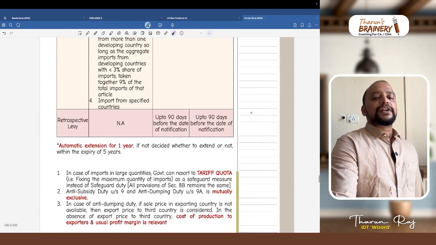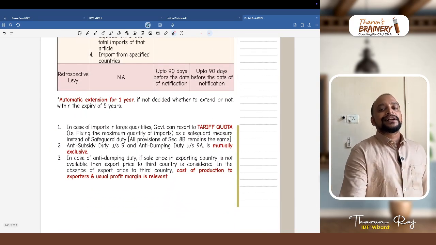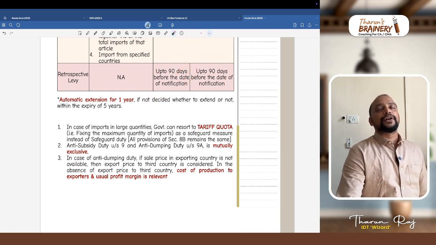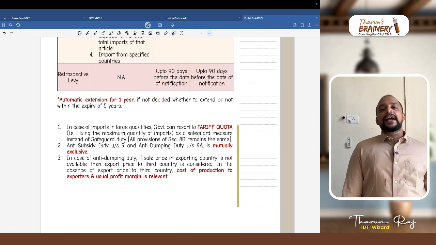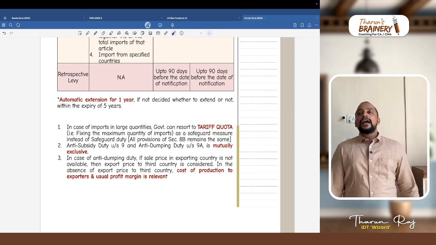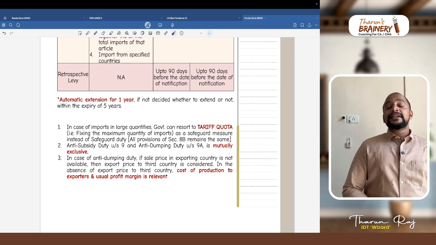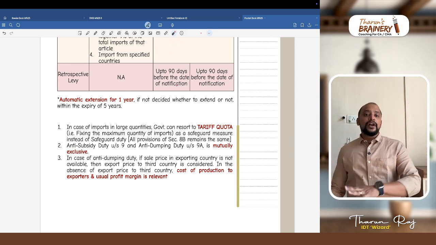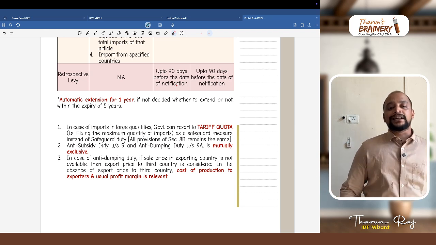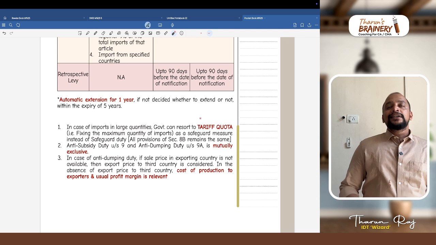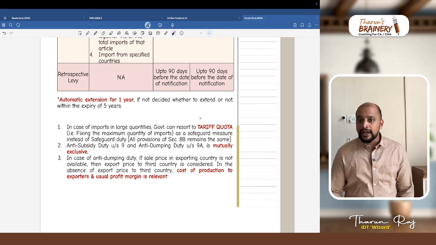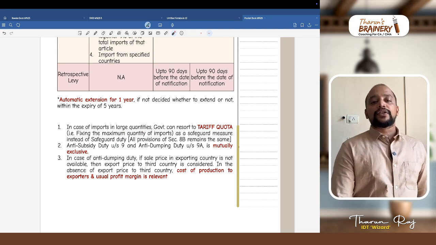Retrospective levy, the last two, that is anti-subsidy and anti-dumping duty only can be levied retrospectively, not safeguard duty, within 90 days prior to the date of notification. And if within 5 years they have not taken any decision to extend, automatic extension for 1 year. Then in case of import in large quantities, either they can go for safeguard duty or they can resort to tariff rate quota.